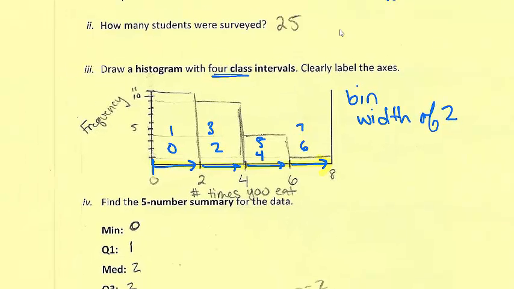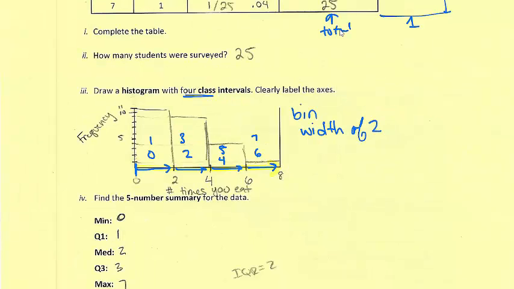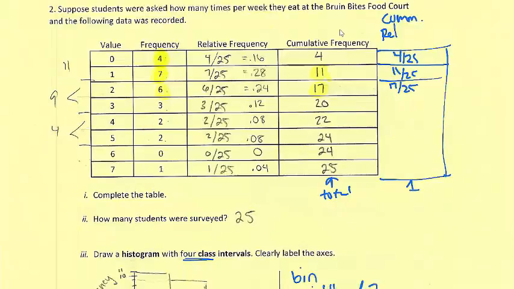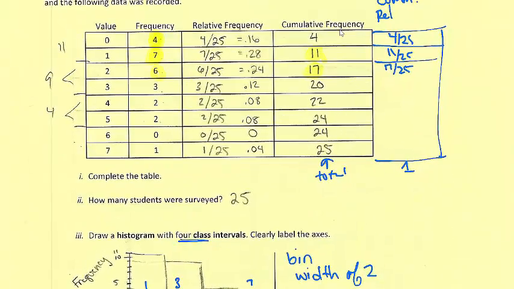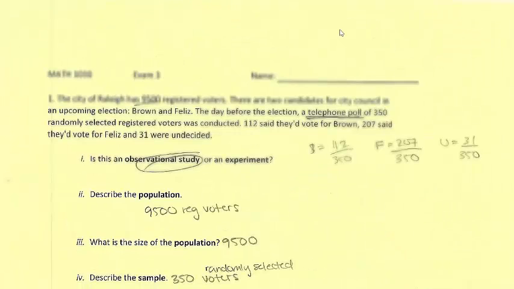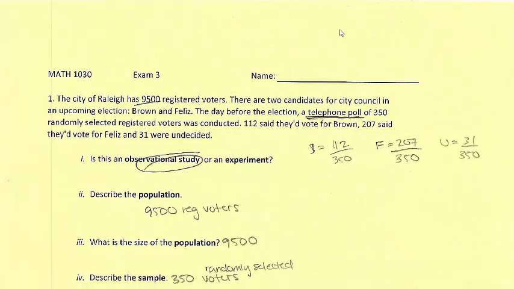Okay, now the 5-number summary for this. You could put all the data in a row, so you have 4 zeros, 7 ones, dot, dot, dot, and find the minimum, the number that cuts it into quarters, halves, right, 3/4, and the max.